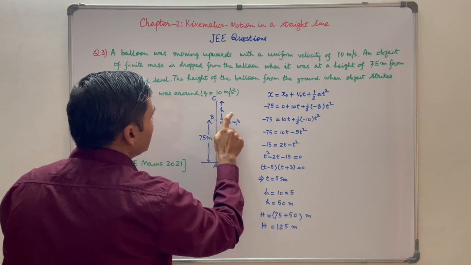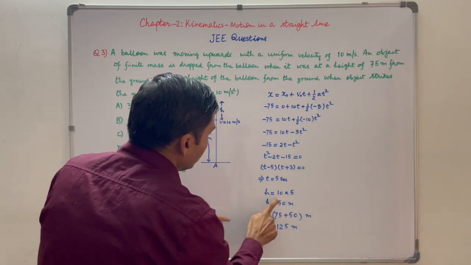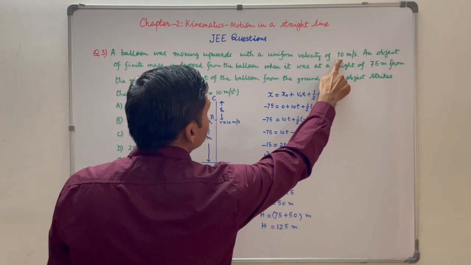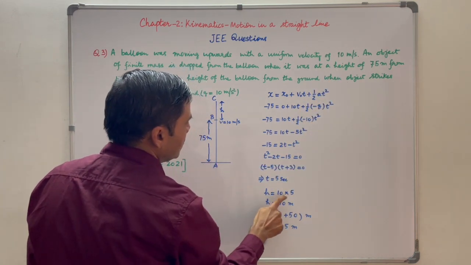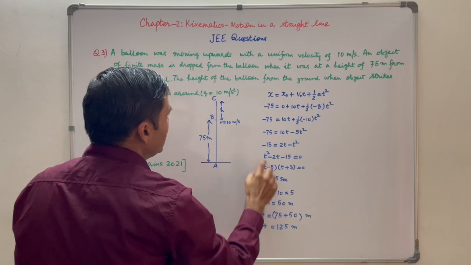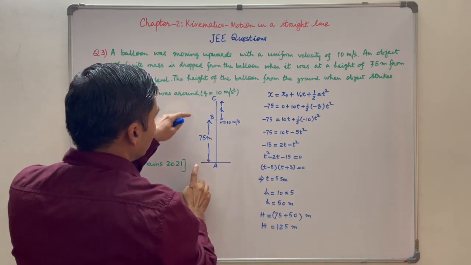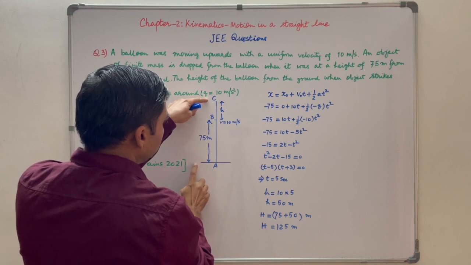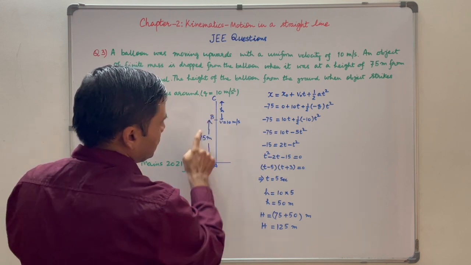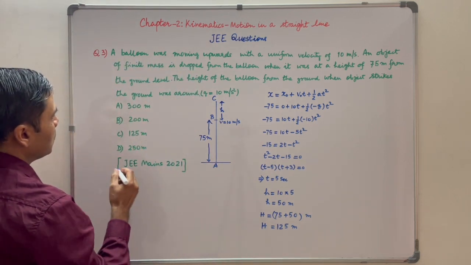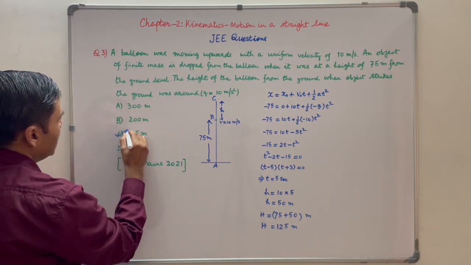So h will be equal to 10 into 5. Velocity of the balloon is given as 10 meter per second, which is constant. So 10 into 5 means 50 meter. Means balloon will go further 50 meter up. So we have to calculate AC. AC will be 75 plus 50. That will be 125 meter. So the correct option will be option C.